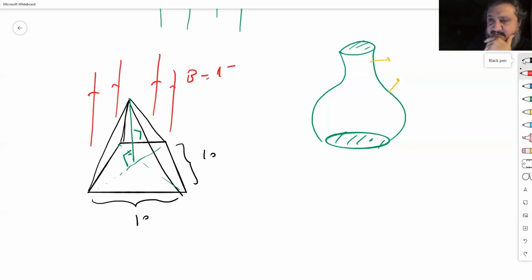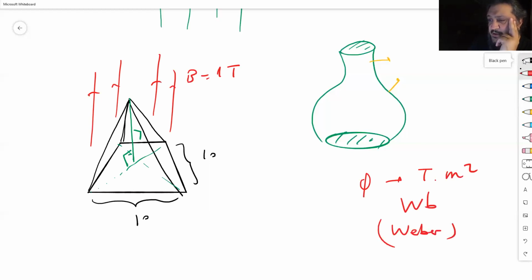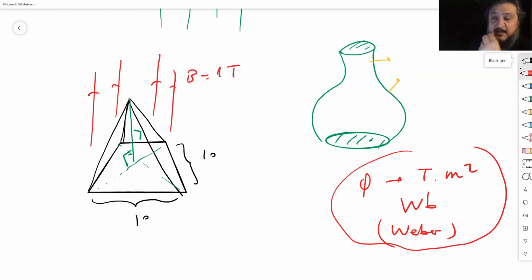B is 1 Tesla. By the way, the unit for flux is Tesla times meter squared, or the name for it is Webers. That's the unit for flux. Okay, so try this as a homework, the pyramid. So what you need is, well, the base is easy. That's going to be negative 100 times 1 Weber, right? Because dA is pointing downward and the area is just 10 times 10, 100.